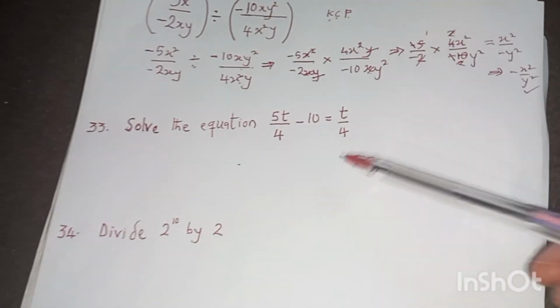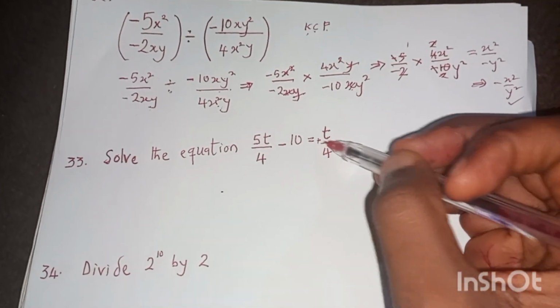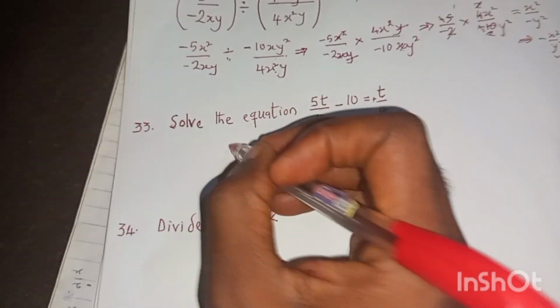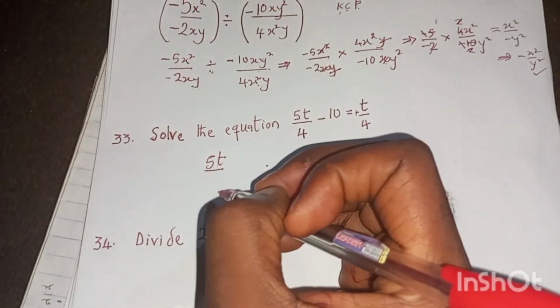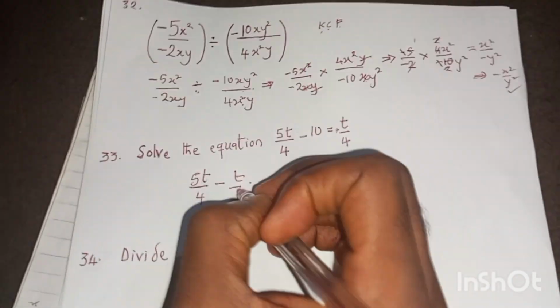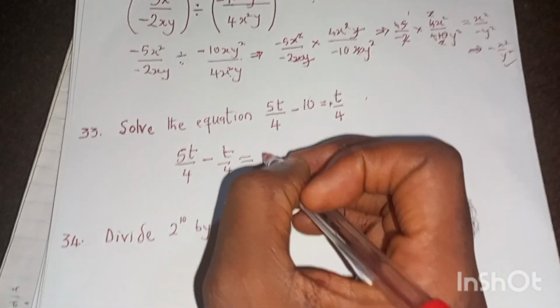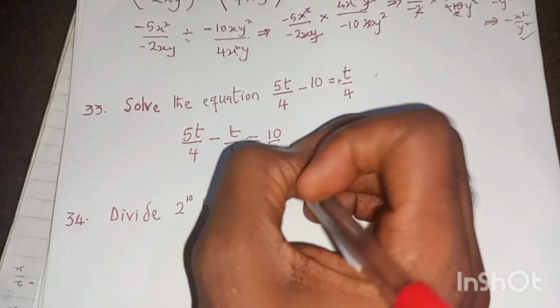Number 33, we just simply collect the like terms. Okay, there's a t raised to 2 over 4 here. 2 over 4 here means plus t over 4. If I bring it over, the equal sign becomes negative t. So I'm just going to go 5t all over 4 minus t all over 4 equals this minus 10. By the time it goes over, the equal sign becomes what? Plus 10. You can put it over 1.